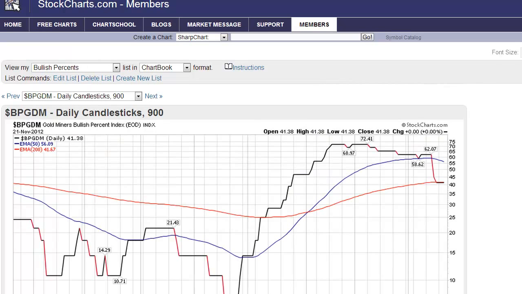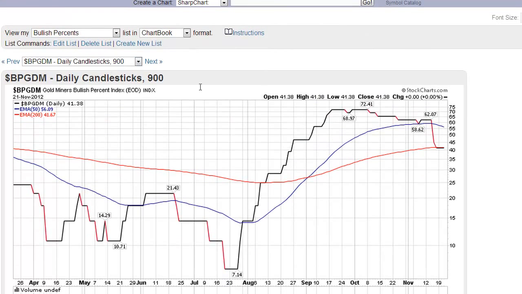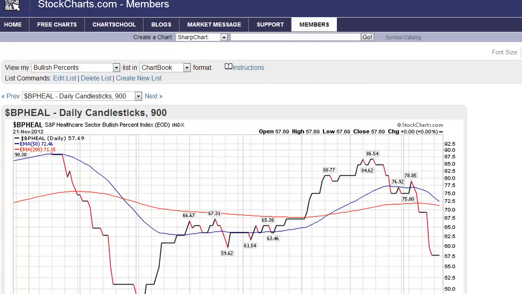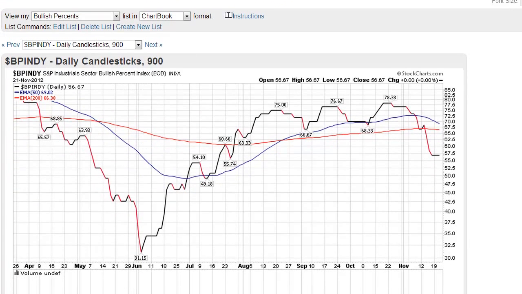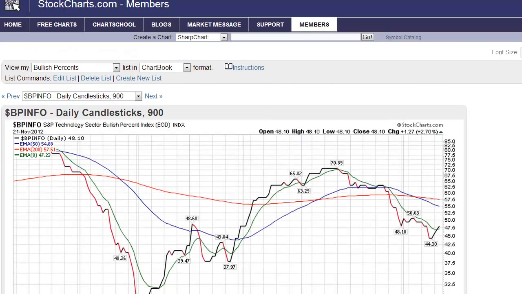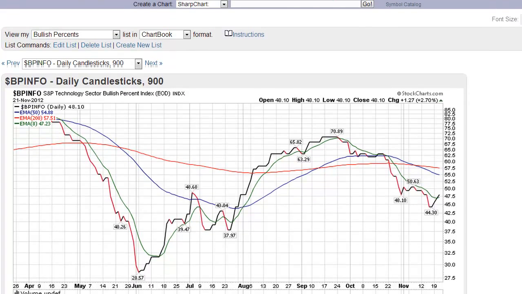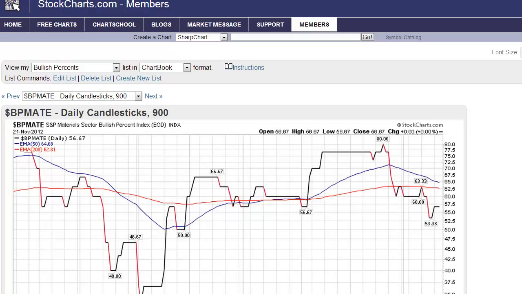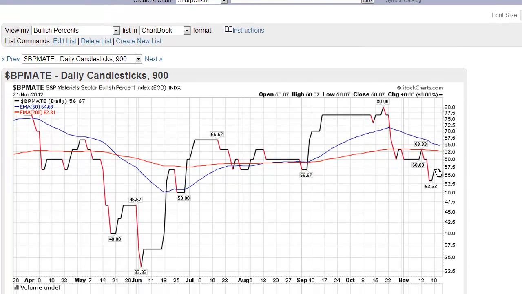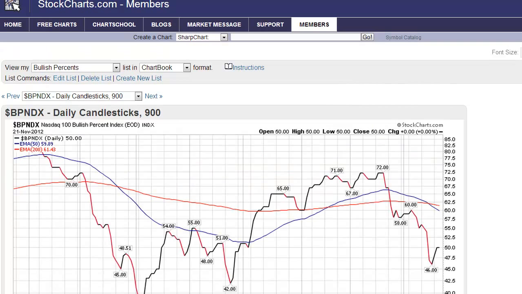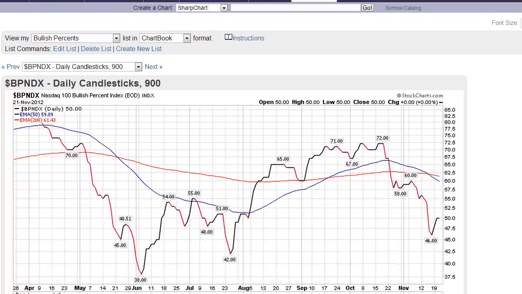Gold miners, flattening out right at the 200 period. Healthcare, same thing, flattening out. Industrials, flattening out. Infotech, notice we made a nice turn in the technology sector this week, so far this week, I should say. Materials had a nice move, bottomed, and we're moving higher. NASDAQ 100, nice move as you would expect with the comp.